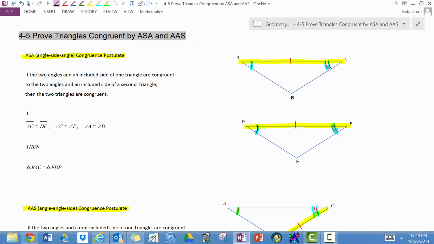Again, I repeat, for the side to be included between the two angles, if you draw an arc for each angle, then that arc must touch that included side.